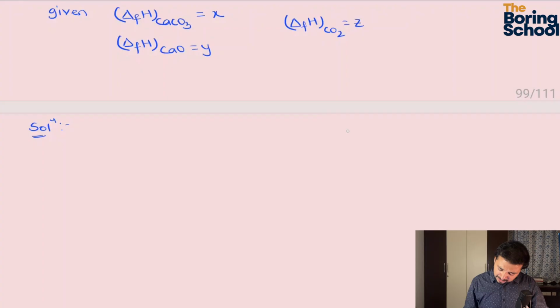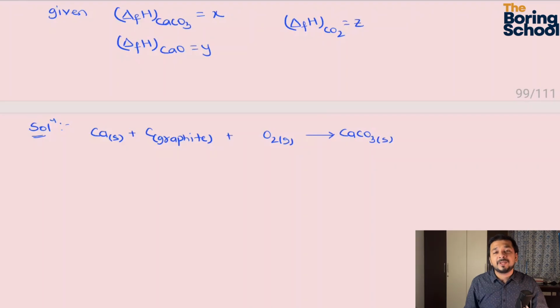For formation of calcium carbonate solid, the heat of formation definition says that it should be formed from its constituent elements present in their standard state. Calcium carbonate's constituent elements are calcium, carbon and oxygen. So let's write the reaction. Calcium is a metal, so calcium solid, plus carbon is carbon graphite, plus oxygen is O2 gas. Now, in the product we can see 3 oxygen atoms are there. So what we have to do? We have to multiply this by 3 by 2.